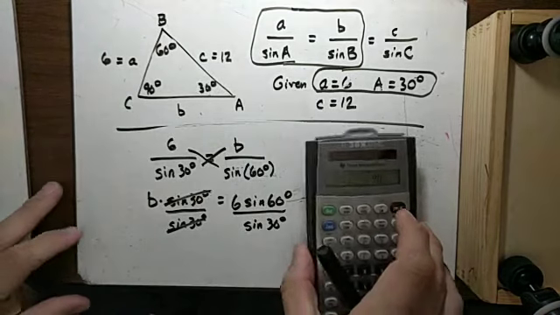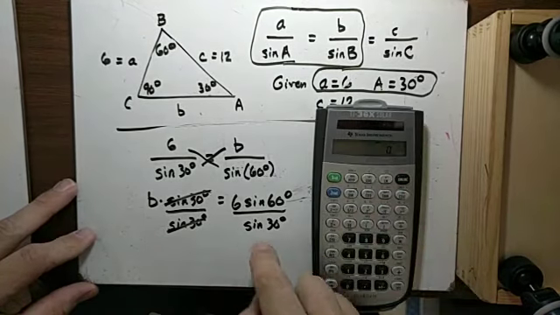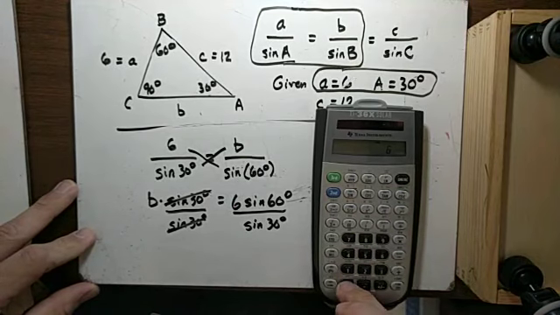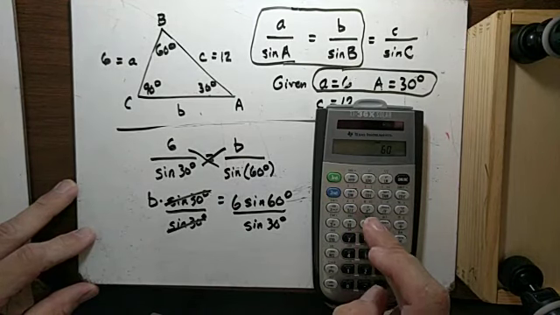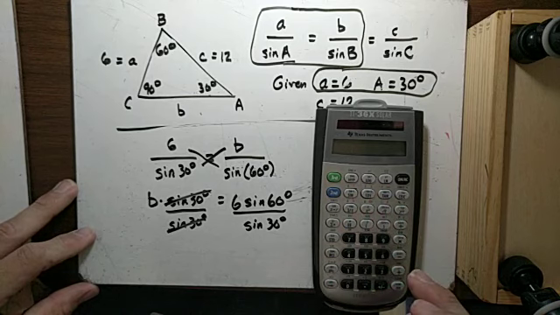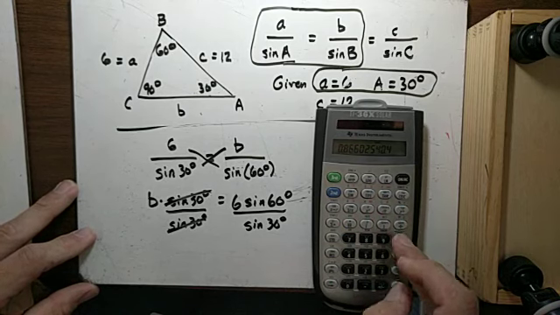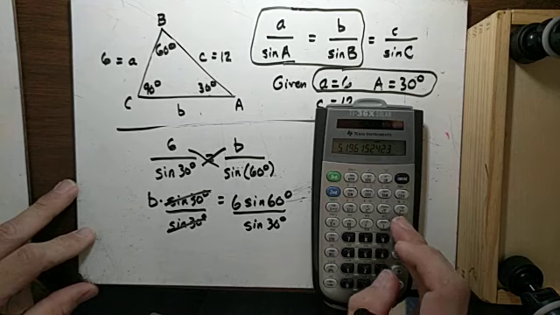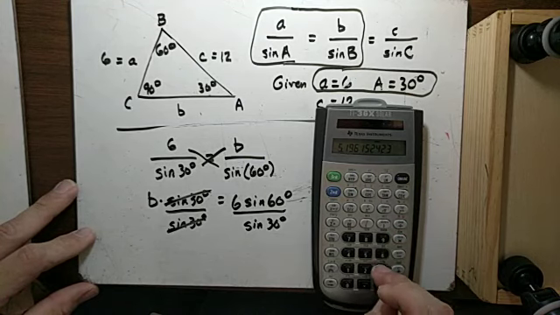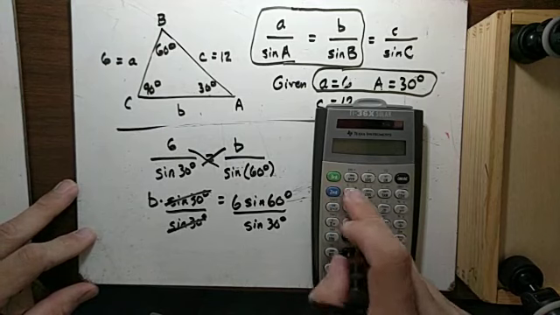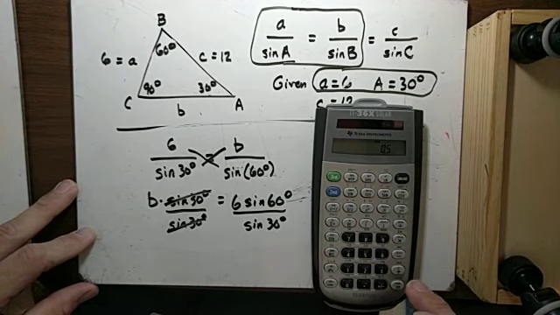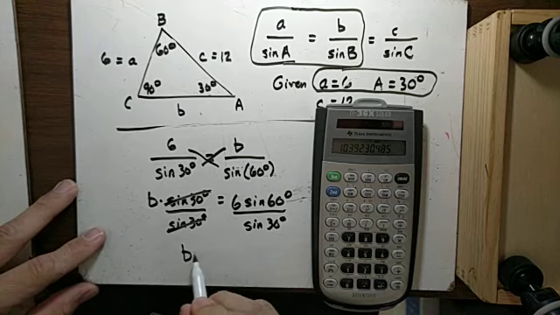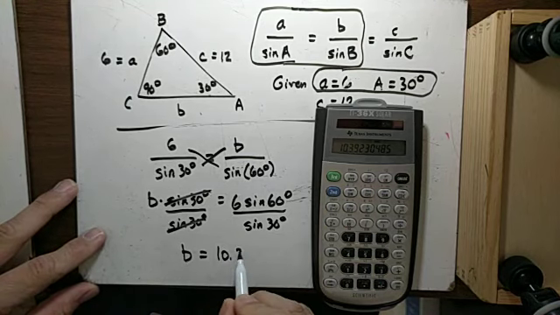So what we're going to do is put all this in the calculator. The sine of 60 is some crazy number. We multiply that by 6, and then we divide by the sine of 30, and then hit equals. Okay, so little b is 10.39.